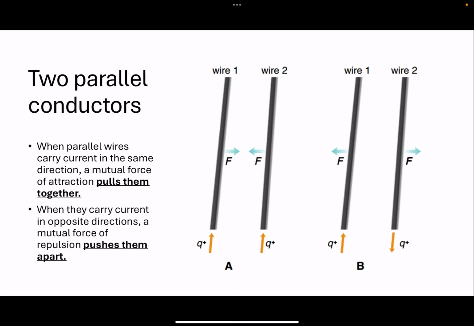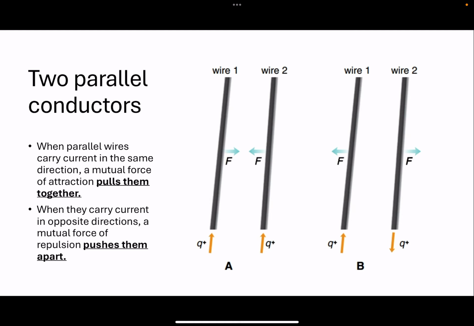So here we have what happens when it's not a loop or a solenoid, what happens when it's two parallel conducting wires. When Ampere, of our Ampere's right-hand rule, learned of Oersted's discovery that a compass responds to a current, he immediately performed an experiment to find out whether one current-carrying wire affects another wire. He found that when parallel wires carry current in the same direction, a mutual force of attraction pulls them together, and when they carry currents in opposite direction, a mutual force of repulsion pushes them apart.